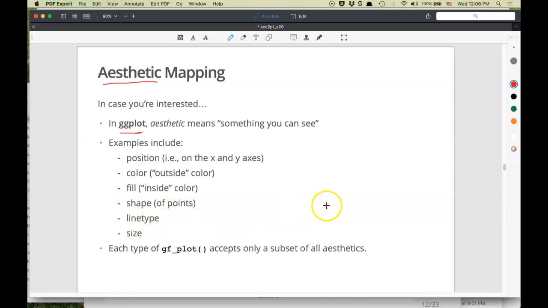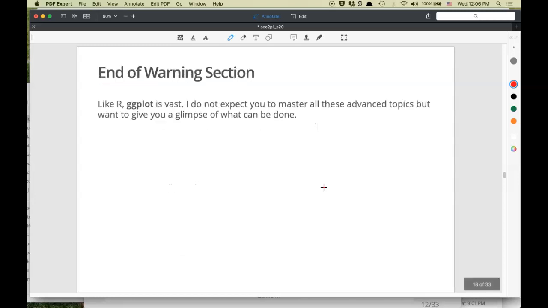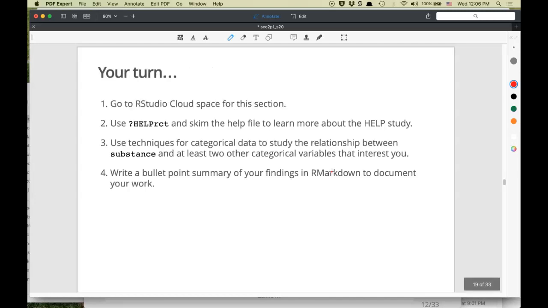Depending on the type of graph you're constructing, some of these may or may not be useful. We'll see this showing up a bit later on, but since this is our first real look at graphics, I just wanted to introduce the idea. ggplot is vast. I'm not going to expect you to master all the topics, but I wanted to give you a feel for the kinds of things that could be done. Alright, that's actually all I want to introduce for this section 2.1.